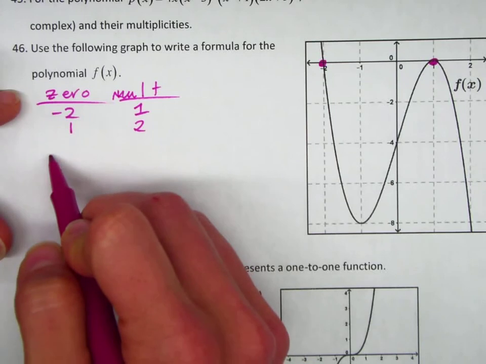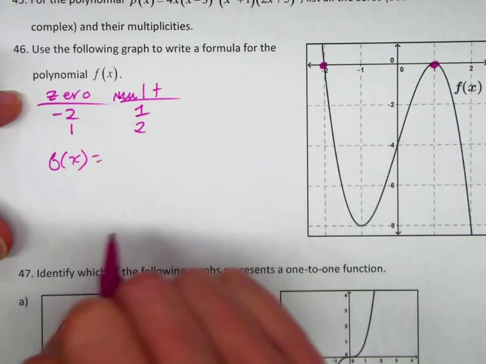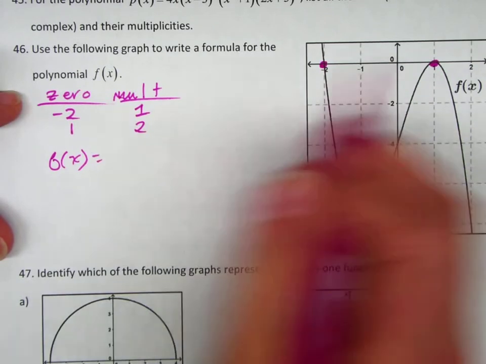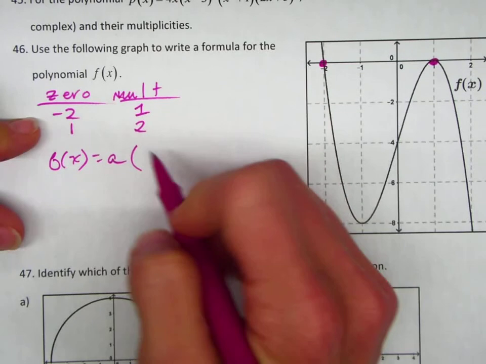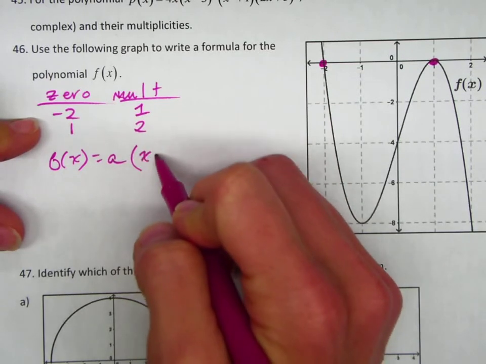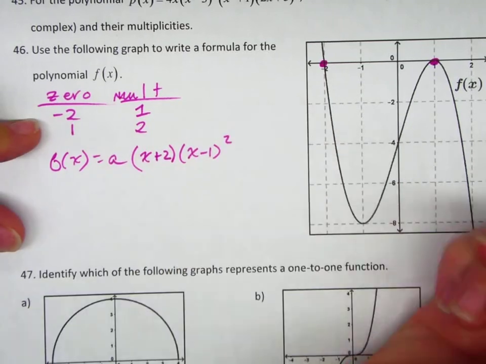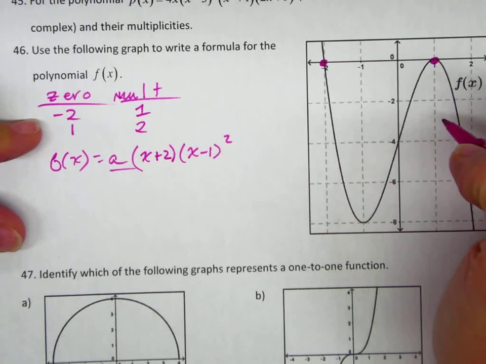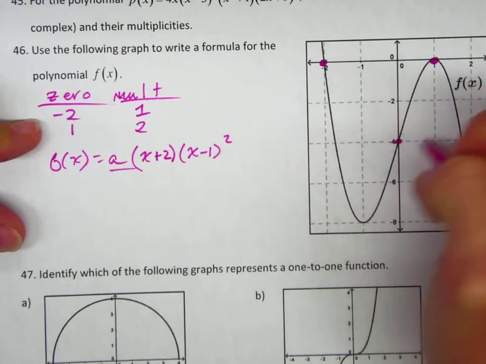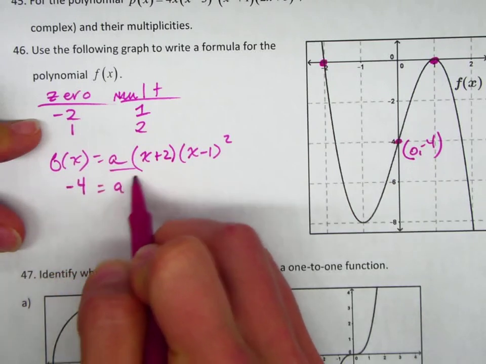So now we can go ahead, and we don't know the leading coefficient here, so I'm going to put an a. So we get a times x plus 2, and then x minus 1 squared. If we want to find this leading coefficient, we can put in any point. So I'm going to use this point, 0, negative 4. So f of x is negative 4 when x is 0.